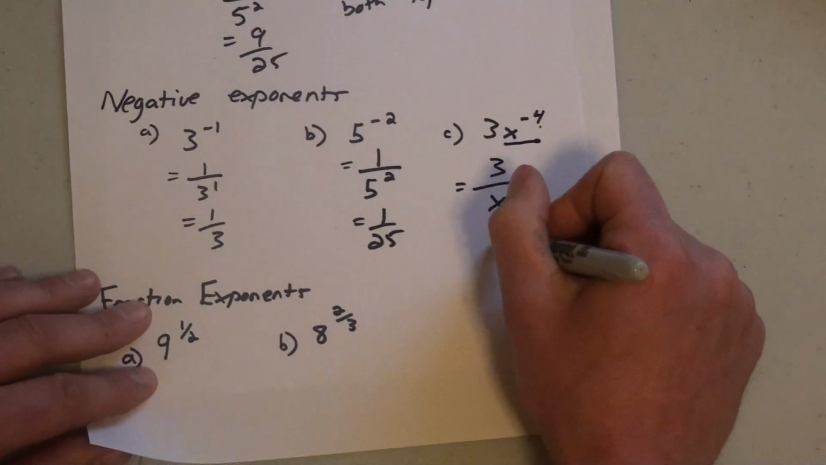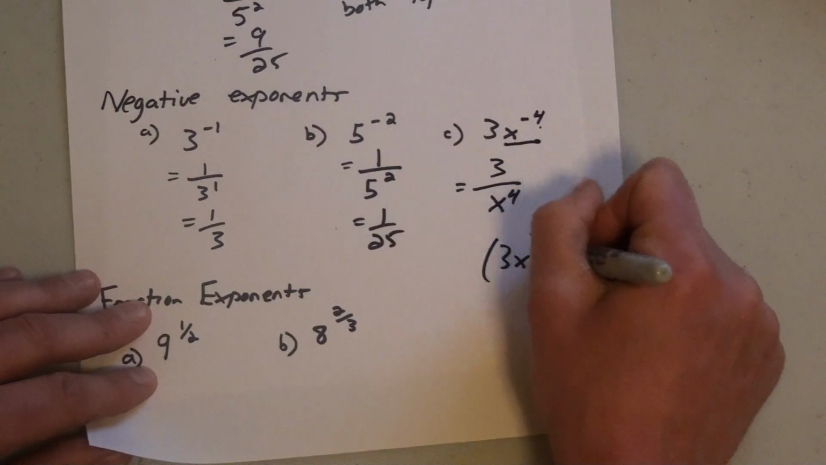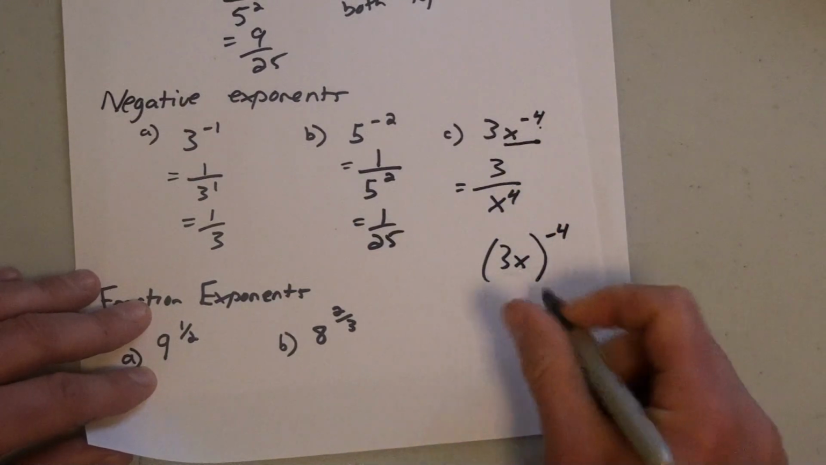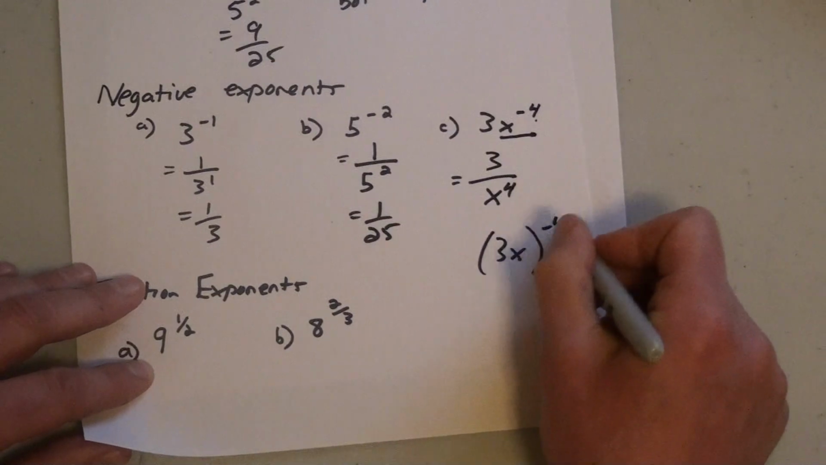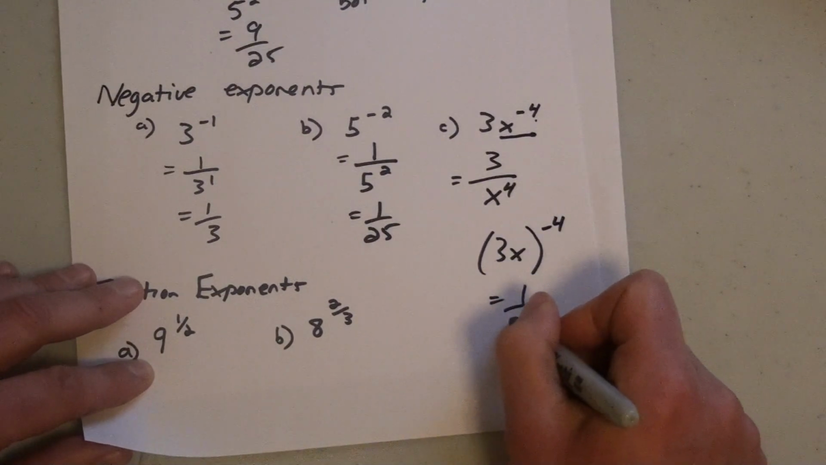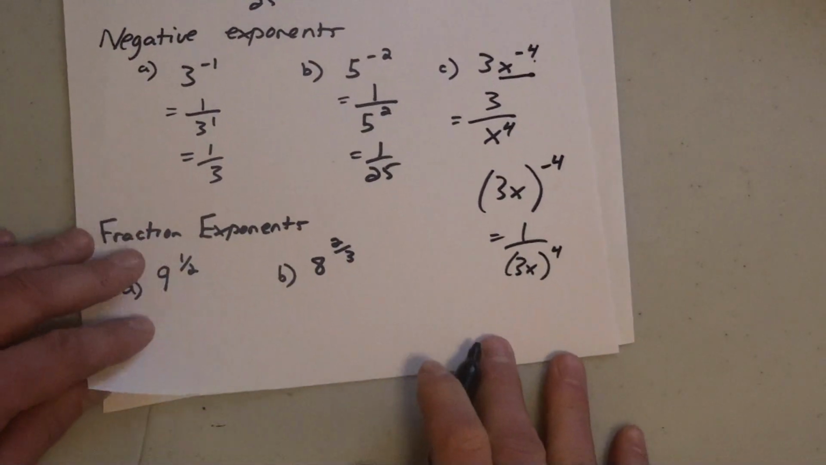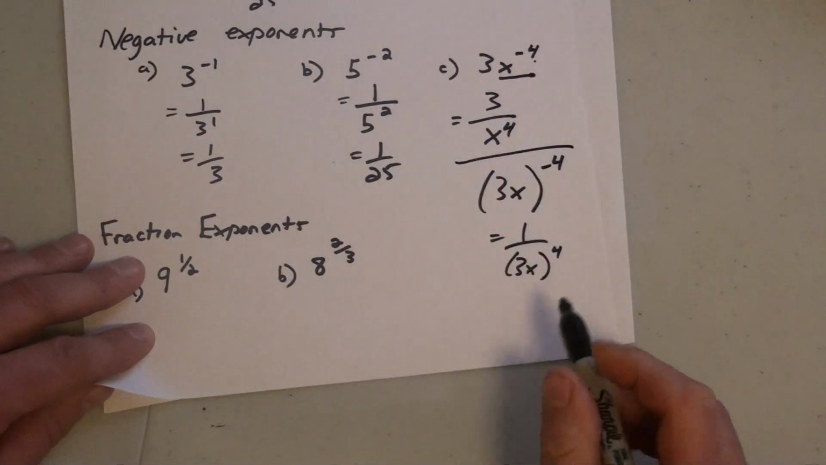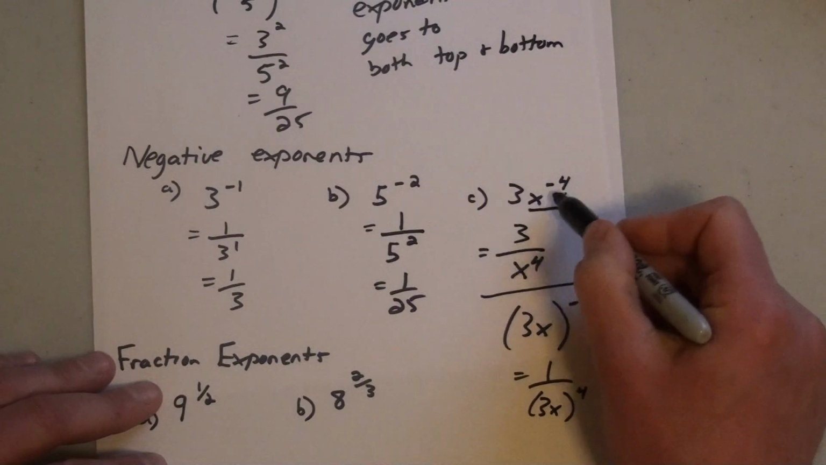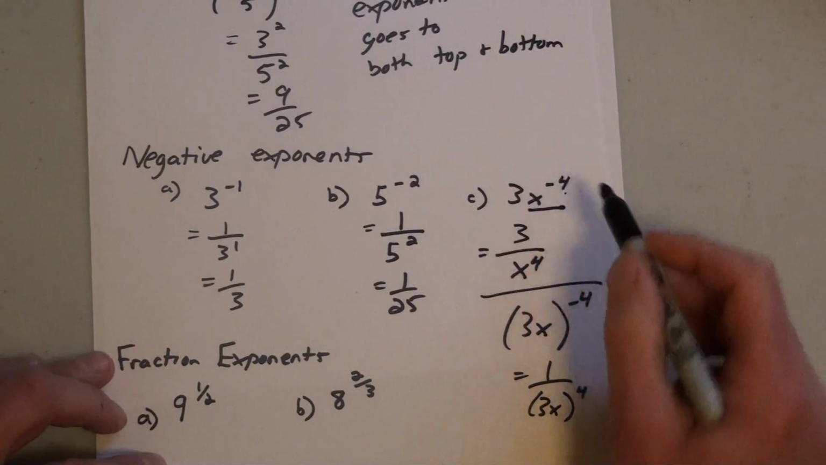Conversely, if it was written as 3x and in brackets negative 4, then the whole thing would be taken to the exponent negative 4, and the whole thing would have to be taken down to the denominator, the whole term. But that's a separate scenario. Be careful of what is actually being taken to what exponent.